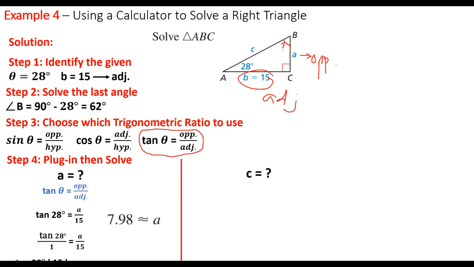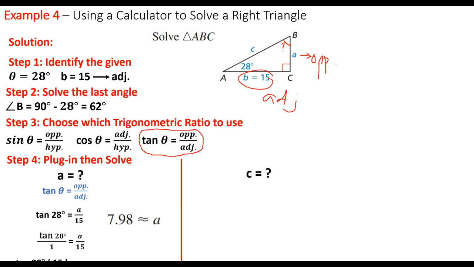Next, we solve for C. C is our hypotenuse. Can we use our A, which is our opposite, to solve for C? You can do that, but I suggest you always go back to the given. And the given is the adjacent, so you always use your adjacent, because that's the given. But you can use your opposite side here. So the givens are the adjacent and the hypotenuse.